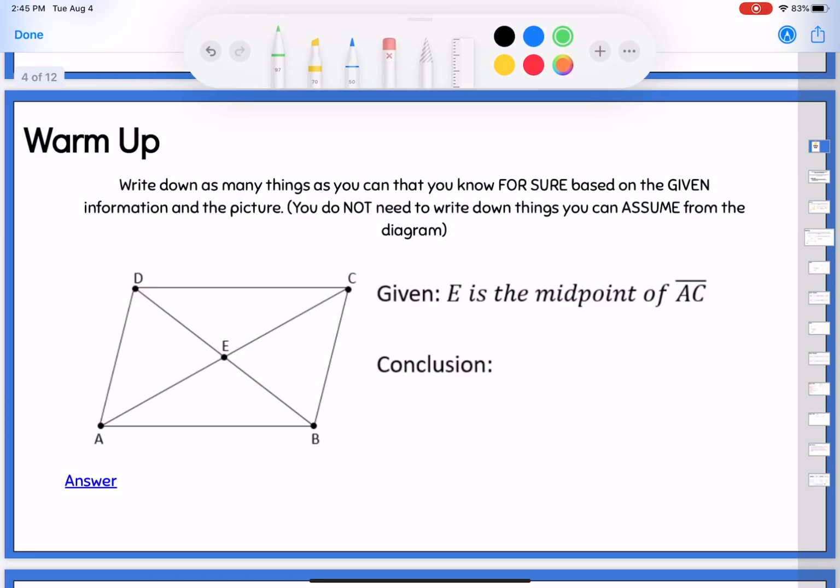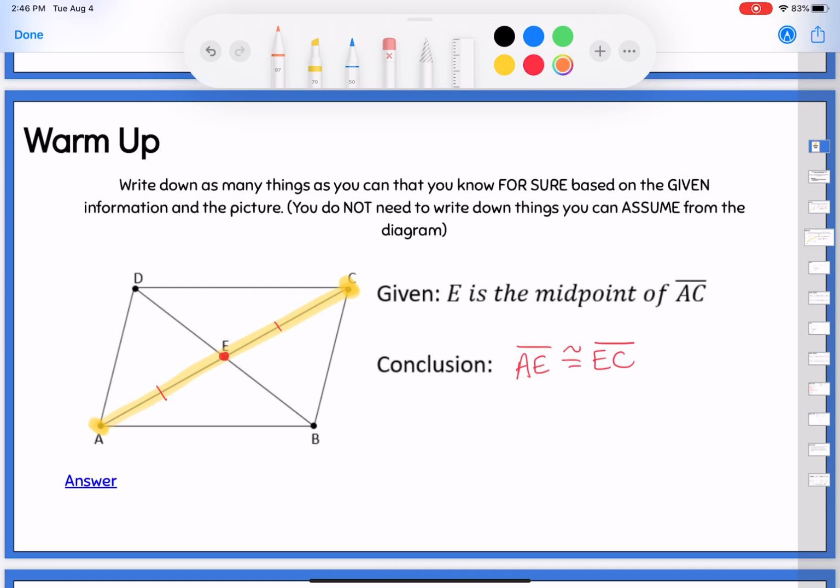Okay. Now, E is the midpoint of AC. Here's E. Here's segment AC, points on the ends. E is the midpoint of segment AC. So that means that E is splitting segment AC into two congruent parts. So that means that I should have segment AE is congruent to segment EC. I know that for sure because E is a midpoint.